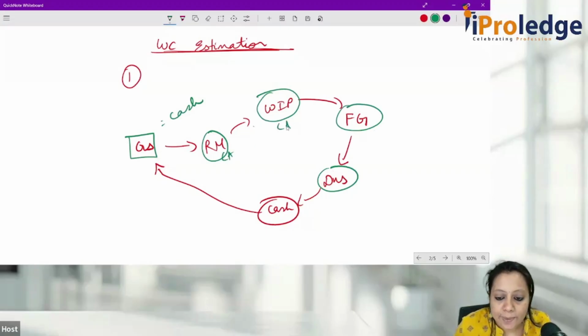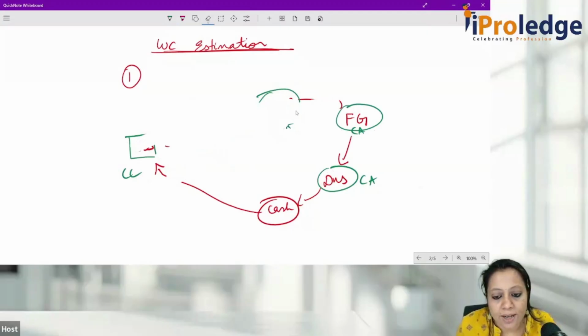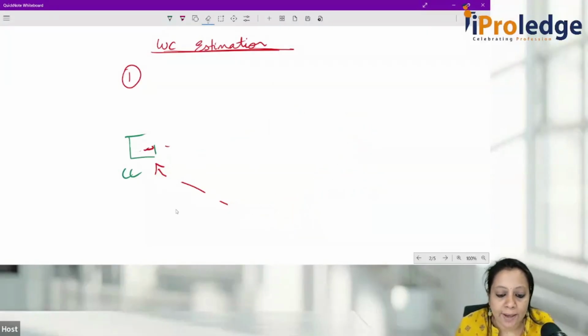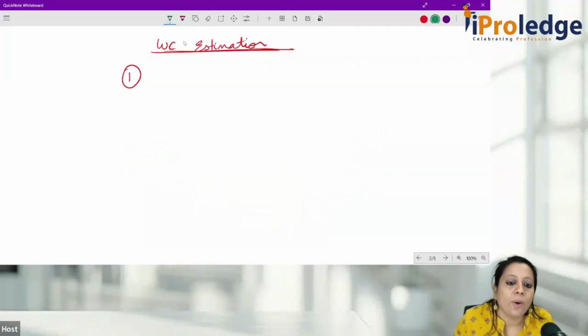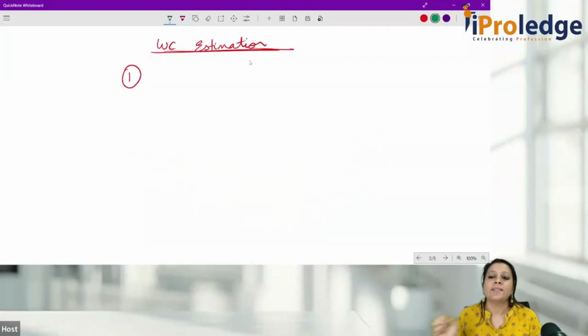Current assets minus current liabilities. That is the balance cash that we have. The regular students know all this. So we have to start from RM, WIP, FG, debtors. Then we will subtract creditors and we'll be done with the working capital estimation. You all know that while we are estimating the working capital, we generally take the cost of debtors. Okay. So now we will proceed.